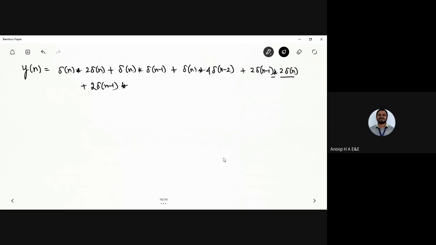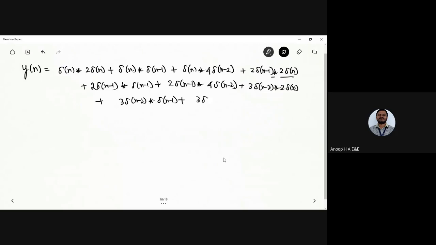So 2 times delta of n convoluted with delta of n minus 1 plus 2 times delta of n minus 1 convoluted with 4 times delta of n minus 2. Next, 3 times delta of n minus 2 convoluted with 2 times delta of n. Okay, plus 3 times delta of n minus 2 convoluted with delta of n minus 1 plus 3 times delta of n minus 2 convoluted with 4 times delta of n minus 2.